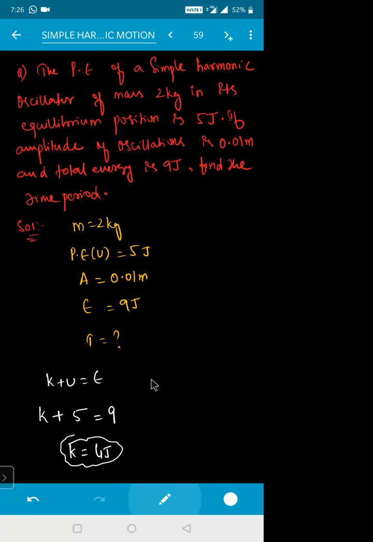Clear? Then what will be the maximum kinetic energy? Maximum kinetic energy of the particle will be equal to 4. So I can write here kinetic energy is equal to half into m into x, which is nothing but A square into omega square. At extreme position, maximum kinetic energy will be equal to half into m into A square into omega square.